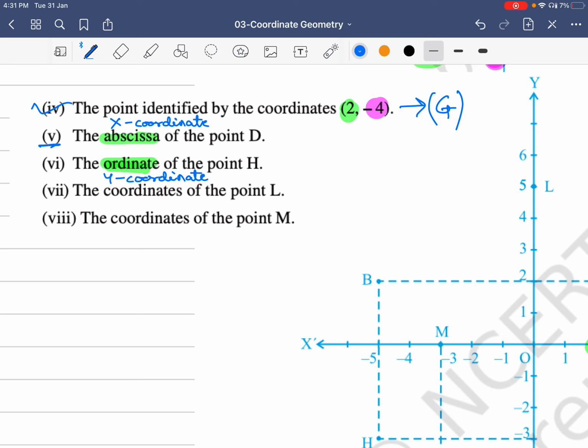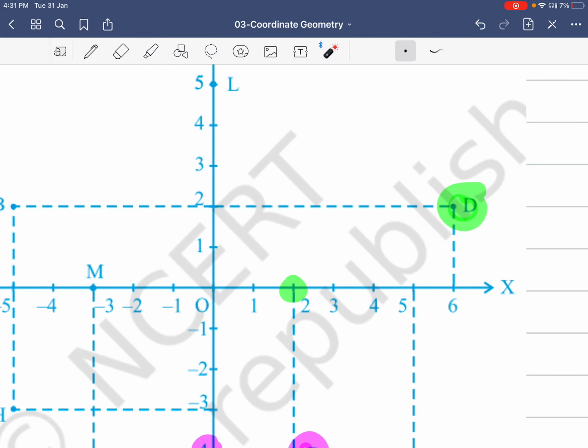Okay, now they're asking us to find out the abscissa, which means the x coordinate of the point D. So let's come to point D. Yes, this is point D. If you want to find the x coordinate of a point D, what do we do? Yes, we draw a perpendicular from point D to the x-axis, and wherever it meets the x-axis, that is the x-coordinate. So 6 is the x-coordinate of point D.